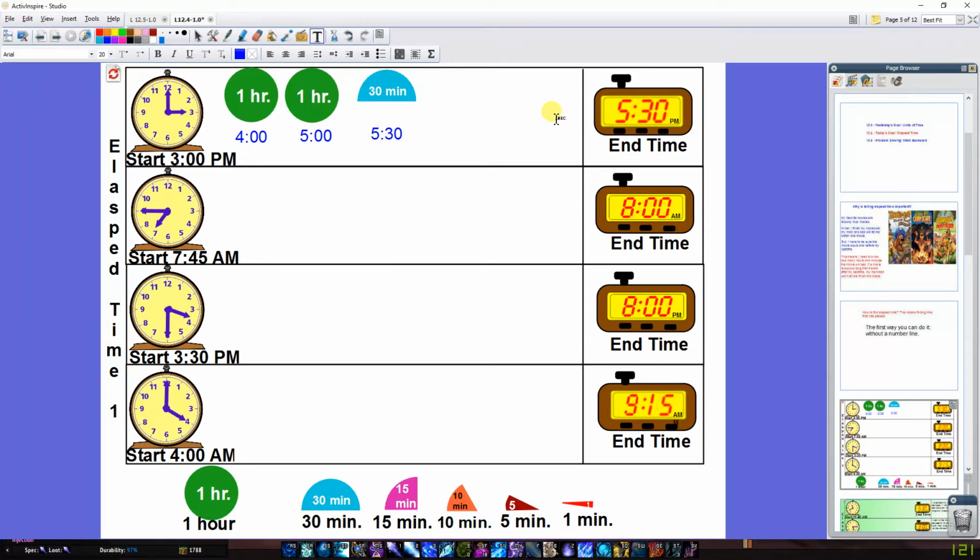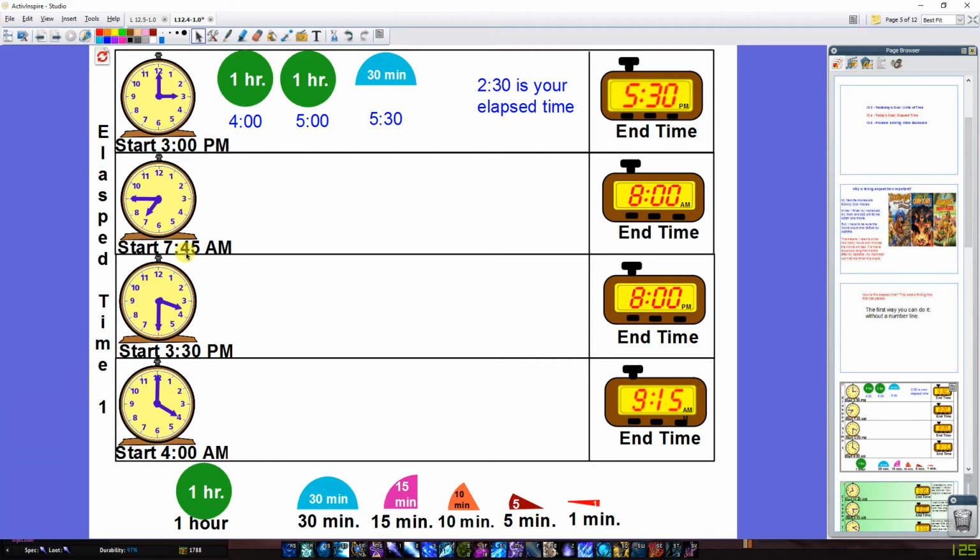Exact. So, how long did that take? What is the amount of elapsed time? 1 hour plus an hour plus 30 minutes. That's 2 hours and 30 minutes. That is your elapsed time. Let's do another example here.